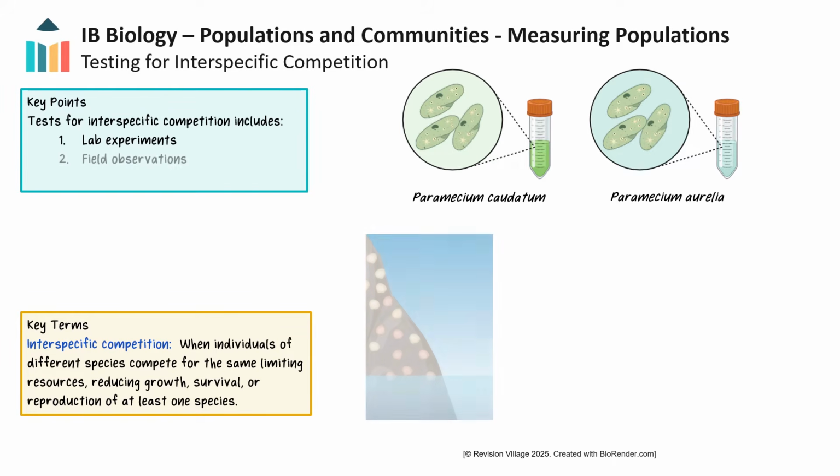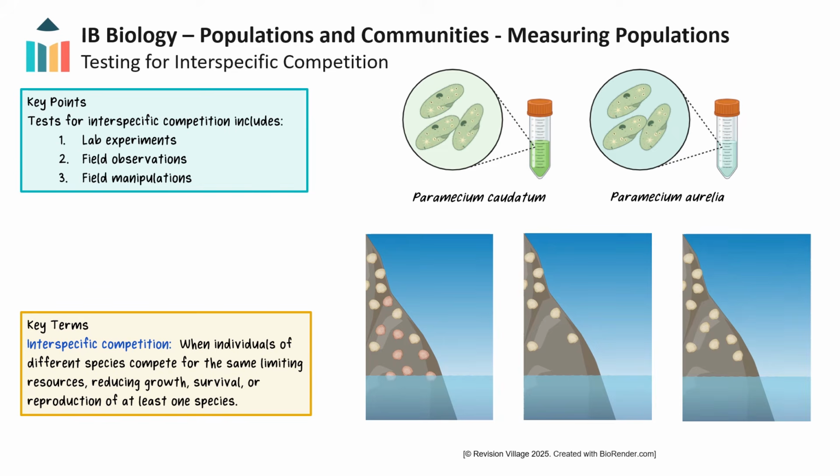Field observations, like seeing how barnacles settle into niches on a cliffside, as well as field manipulations, such as the removal of one species, can reveal the effect on the remaining species. If one species thrives in the absence of another, this suggests competition, though it does not confirm it without additional evidence. Field observations can be quantified using quadrats or transects that show patterns of species distribution and whether species are found together, apart, or have no association between them.